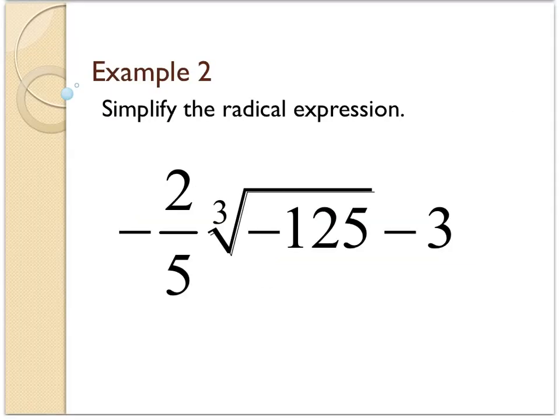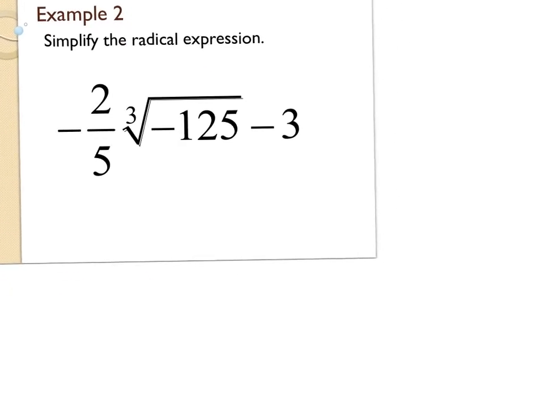Now as we look at the second example, sorry, let me erase that real quick. With the second example, we have quite a bit going on here, and we also have a negative value inside the radical. So a little side work here.